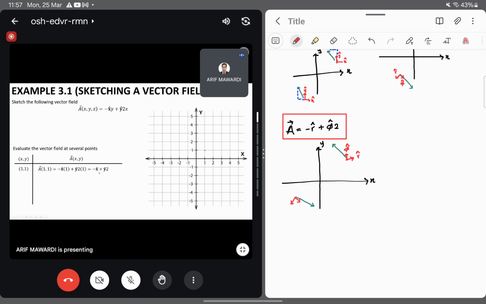If I want to sketch this, you notice that it has a negative component for x and a positive component for y, and it is 2 units along the y direction. Therefore, the vector at this point is like this. It goes this way because it has a negative component for x and a positive component for y, and 2 units.